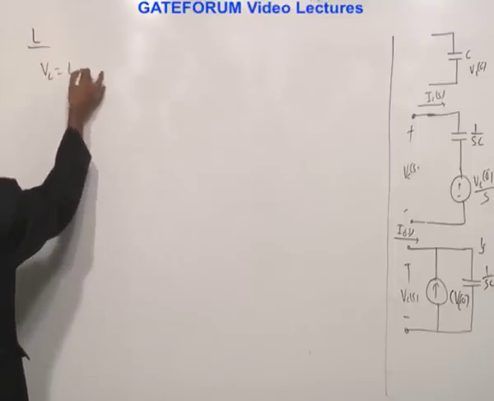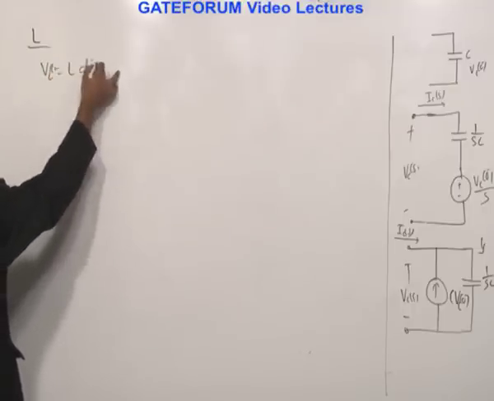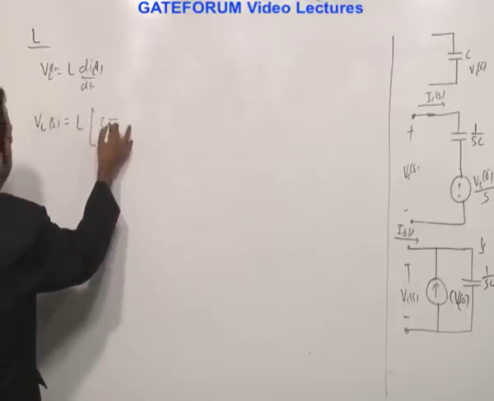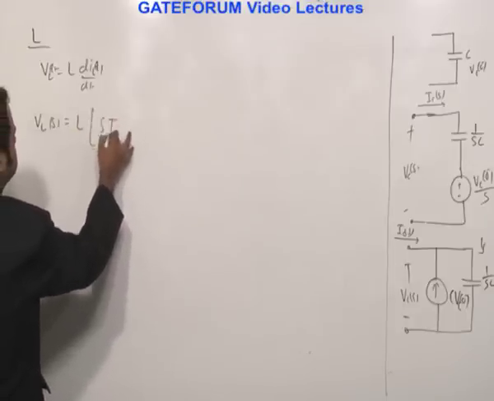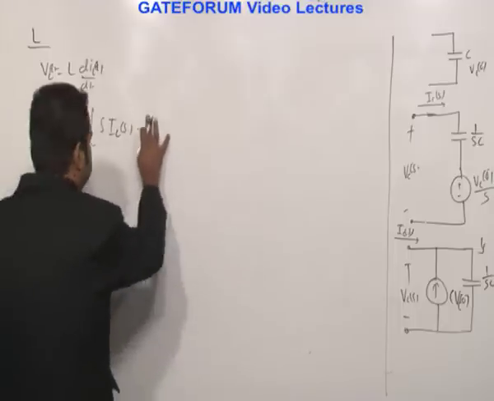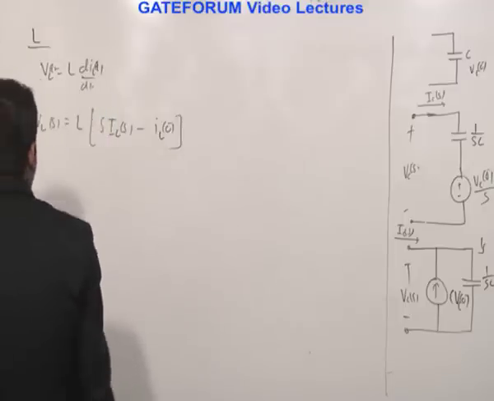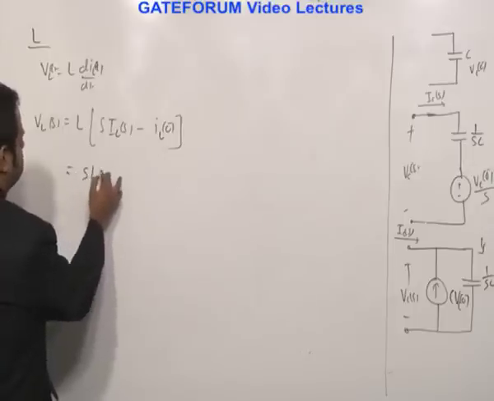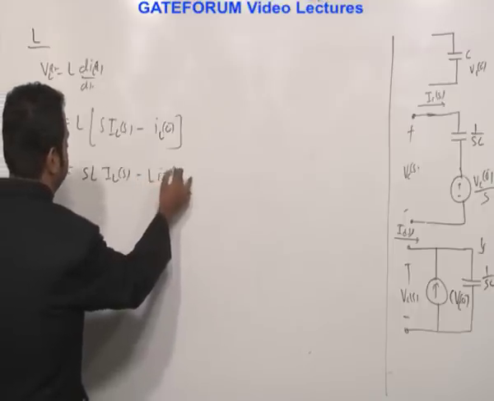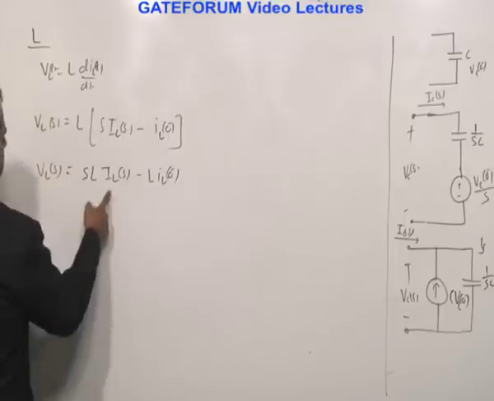So coming to the inductor case, we said VL equal to L dIL by dt. Again, if I apply the Laplace transform, VL(t) equal to L dIL by dt, so VLS is equal to L into SILS minus IL of 0 minus, like Y of 0 minus we used there. That is SL ILS minus L IL of 0 minus. So this is what VLS is.